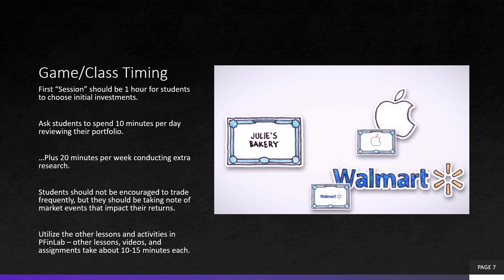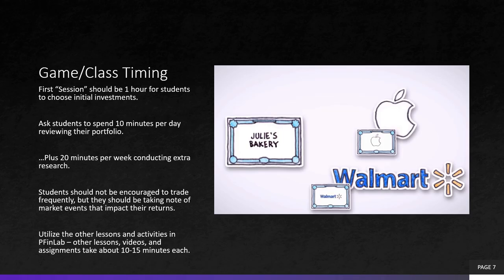So the stock game itself should take between 20 and 30 minutes at about a minimum each week. And then on top of that, if you have more time to dedicate to the project, you can have the students work through those extra lessons and curriculum. They take about 10 to 15 minutes each. So it's super flexible for your class schedule, but it should work pretty well.